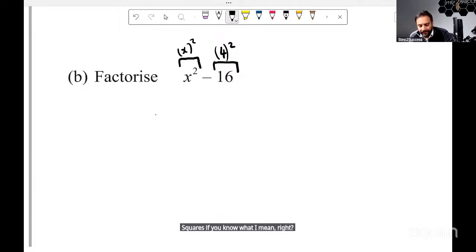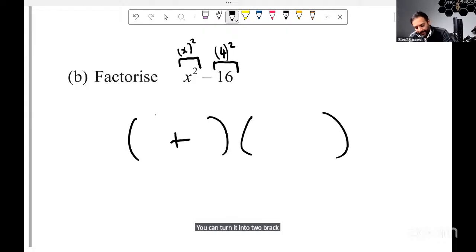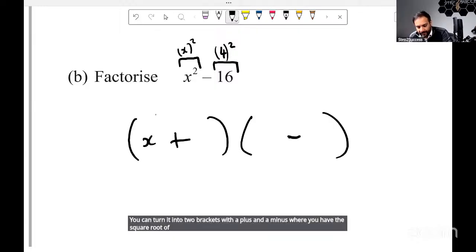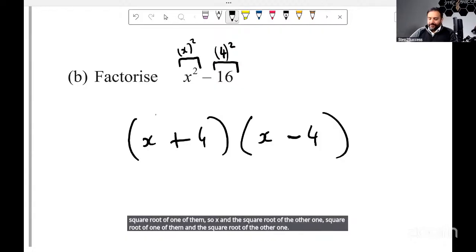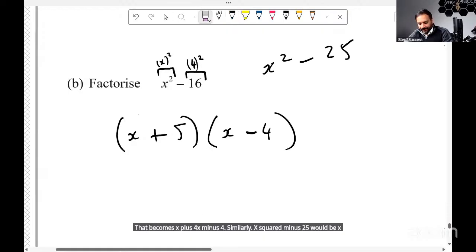And so when you have something squared minus something else squared, you can turn it into 2 brackets with a plus and a minus, where you have the square root of one of them, so x, and the square root of the other one. That becomes (x + 4)(x - 4). Similarly, x squared minus 25 would be (x + 5)(x - 5).